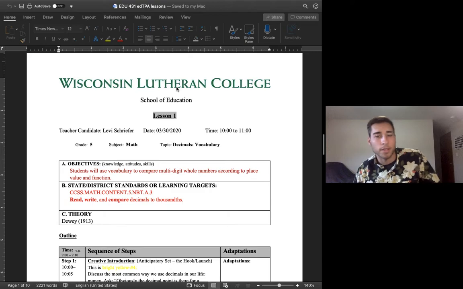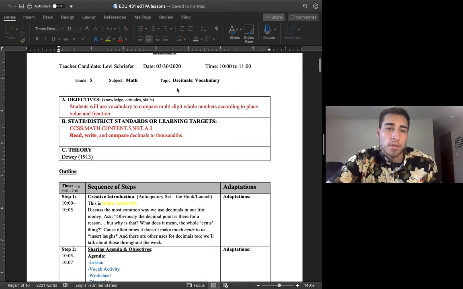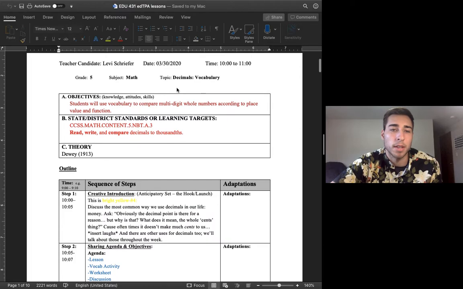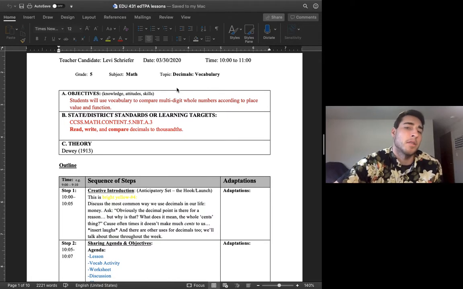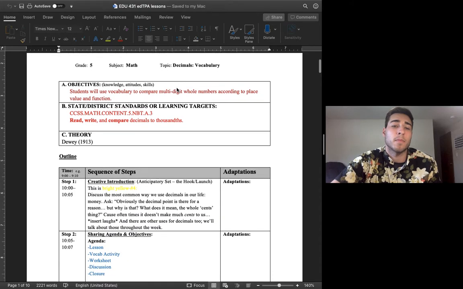Okay, diving into lesson 1. Talking about the objectives of the students. So students will use vocabulary to compare multi-digit whole numbers according to place, value, and function. So this first lesson is really just an overview of vocabulary and vocabulary used with decimals. As a state standard says, read, write, and compare decimals to the thousandths place.